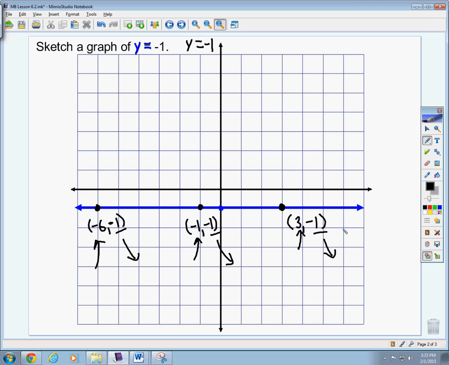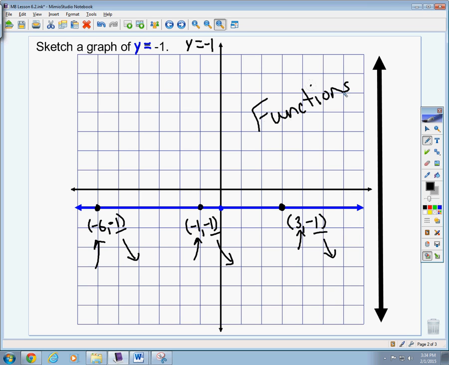Something else to remember is our vertical line test. If we run a vertical line, in this case a really large vertical line, across this, does it ever hit our graph at more than one spot at one time? And the answer is no. It only hits each spot of our graph at one time. So we could say that y equals a number is going to be a function. Horizontal lines are functions.